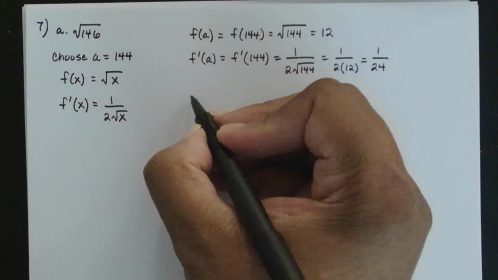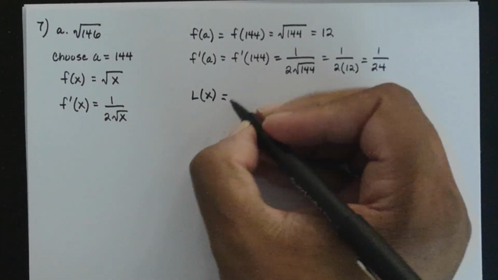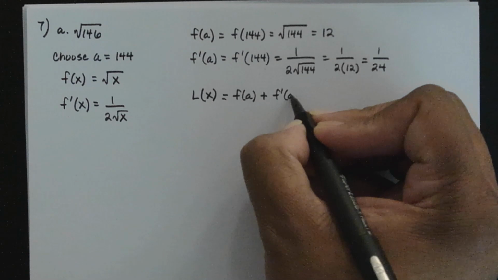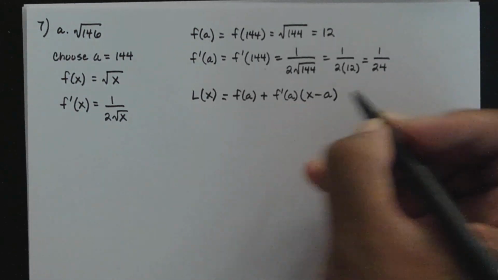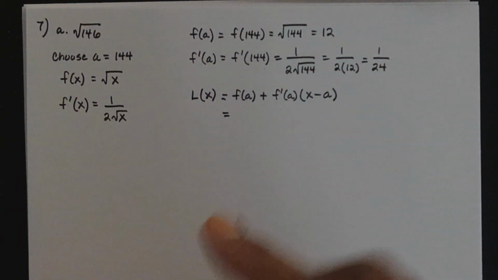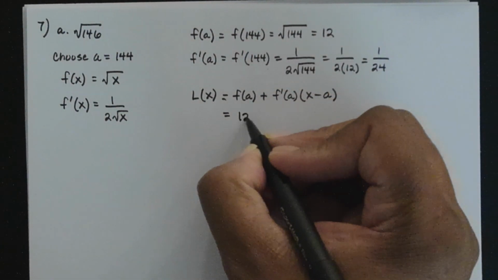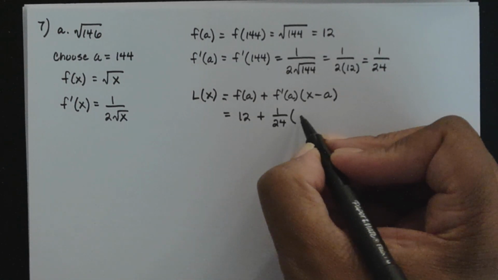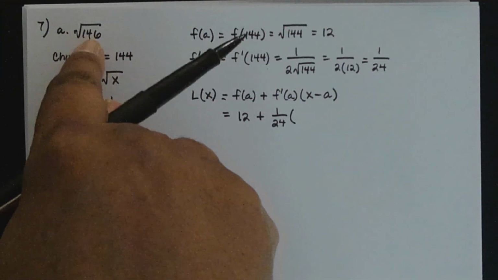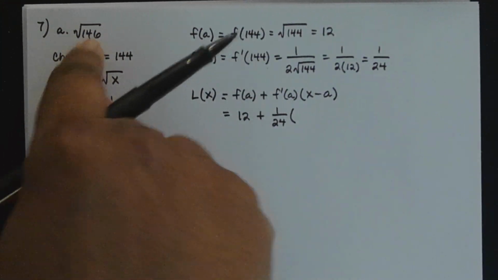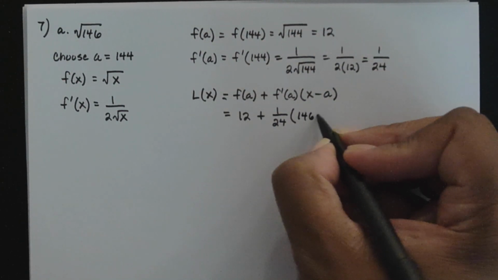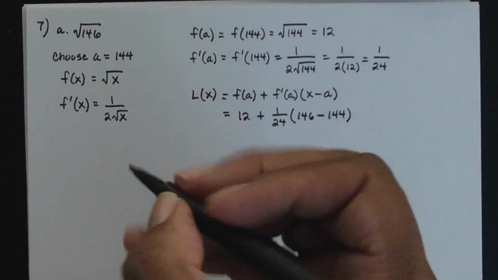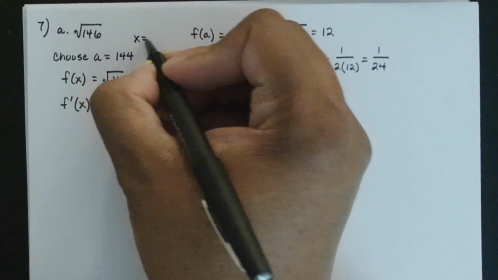And then our linear approximation function is this. L of x is equal to f of a plus f prime of a times the quantity x minus a. So here f of a, we found that out to be 12, plus f prime of a, that was 1 over 24, times x, which is, this is your x right here, 146, minus a, which is 144. And I forgot to mention that x was going to be equal to 146.